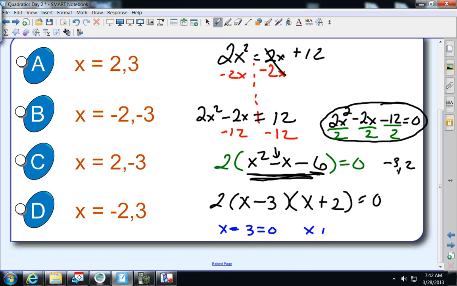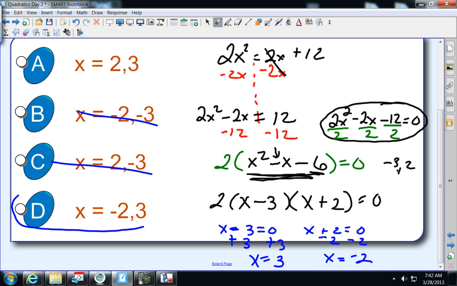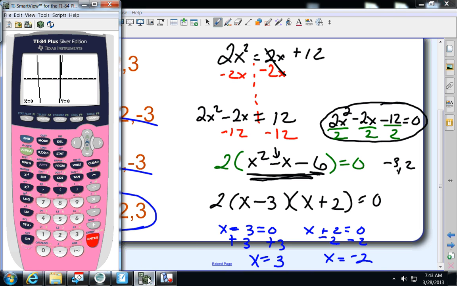So to find the solutions, I take x minus 3 equals 0, and x plus 2 equals 0. You must solve for 0. You add 3 to each side. X equals 3. Okay, well, that has a 3. That says negative 3. It's not this one. That one says a 3. This one I subtract 2 from each side. X equals negative 2.